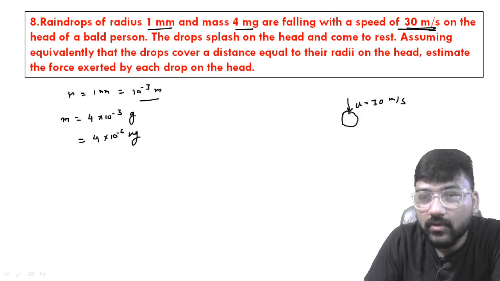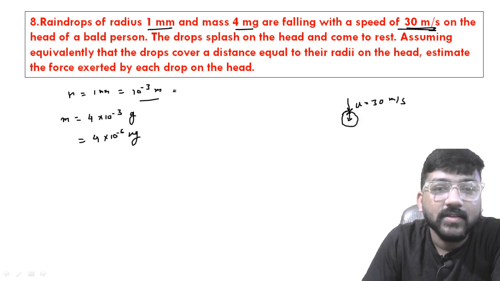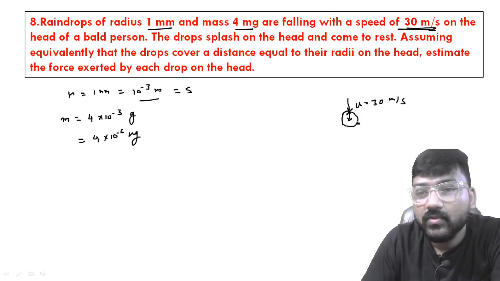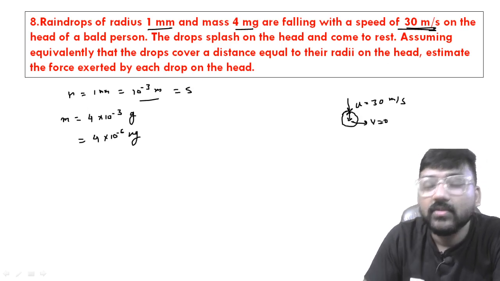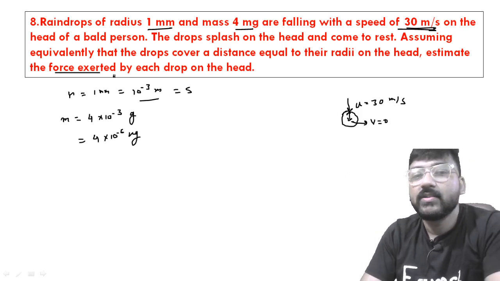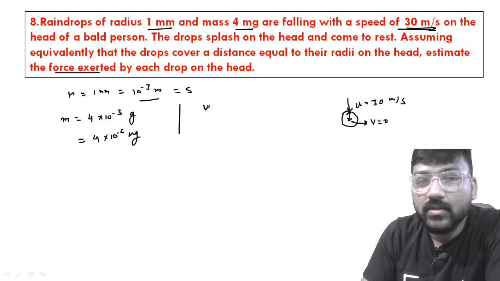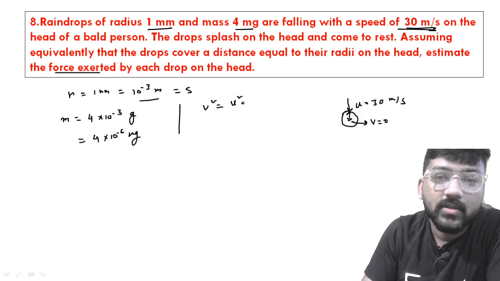So it will cover this distance. You can write this as your distance traveled. The final velocity will obviously be 0. So you have to find out the acceleration first, then you can find out the force exerted by each drop on the head. So what will be your acceleration? You can use the kinematics equation, that is v square is equal to u square minus twice as.